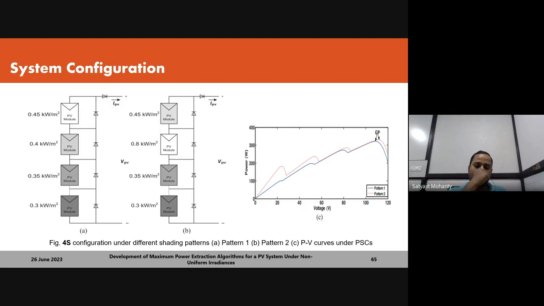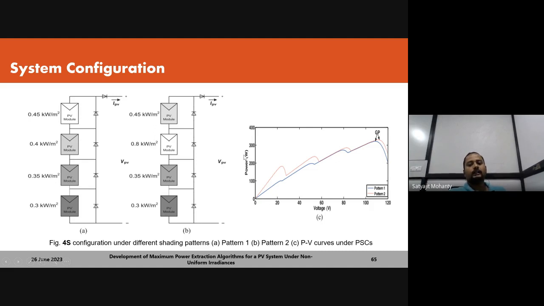So this is the system. You can clearly see what I did over here is that I took rapidly changing insolation patterns. Normally people take uniform and non-uniform insolation patterns. So what I did, in the same system, you can see the cursor, it's 0.45, it's 0.45, it's 0.4. In a certain span of time, this 0.4 changed to 0.8. Okay, and the rest of the modules remain the same. So for a certain time, this 0.4 changes to 0.8.